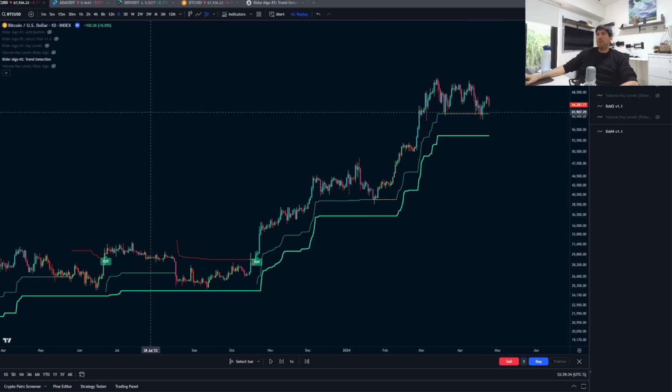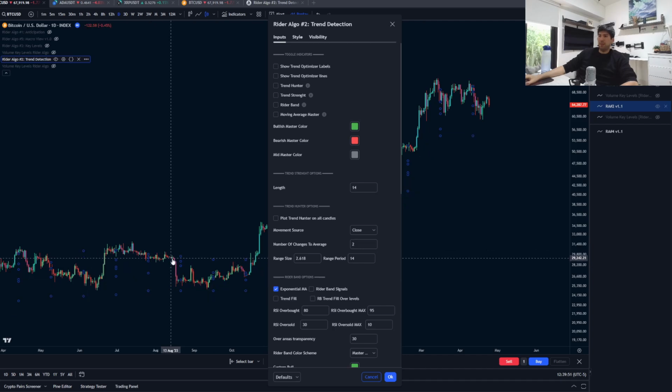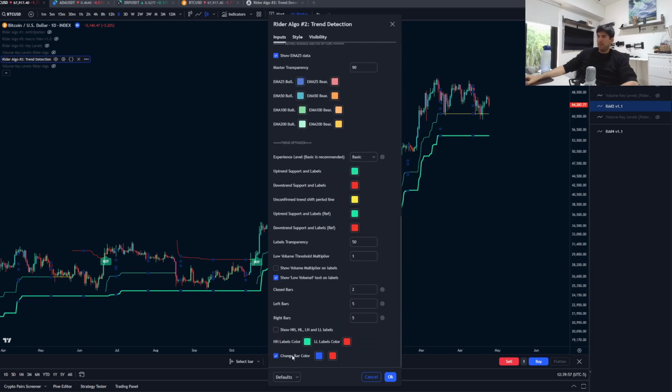So what is this new indicator? You can find it in our trend detection indicator on our Rider Algo basic package. You go to settings and you will see these two new options, Trend Optimizer labels and Trend Optimizer lines. If you uncheck these boxes, you will see the indicator disappear, and when you enable them, you will see the indicator appear again. Also, there's the change bar color, which we'll talk about later.